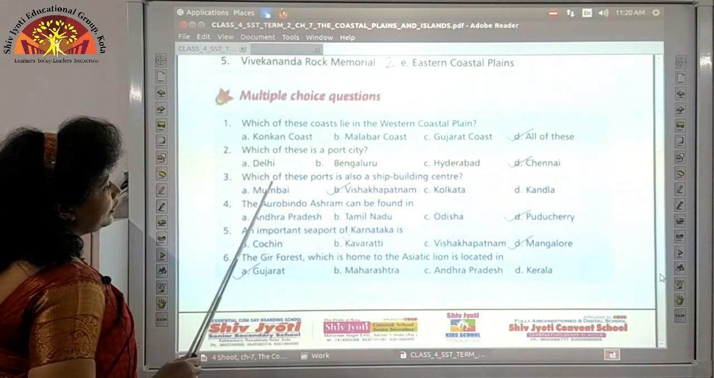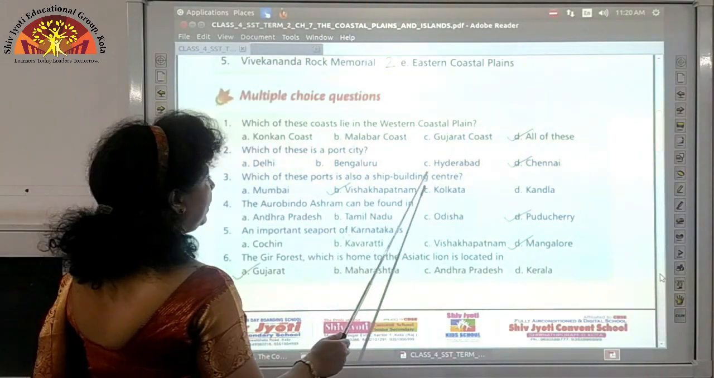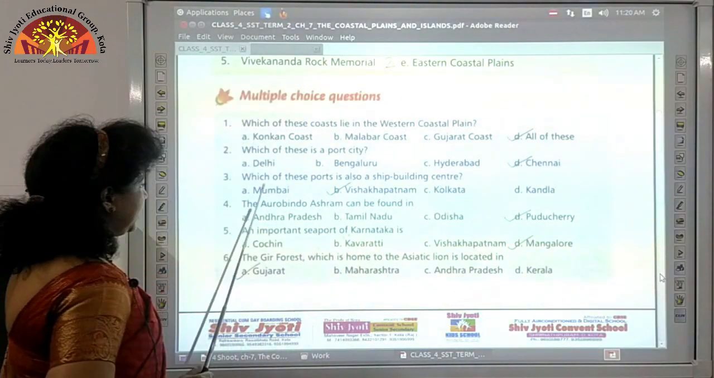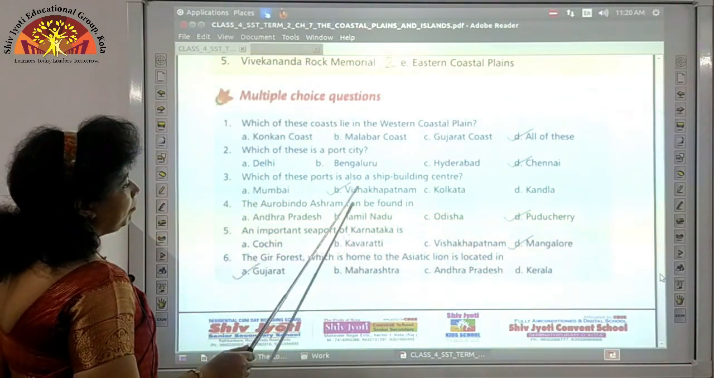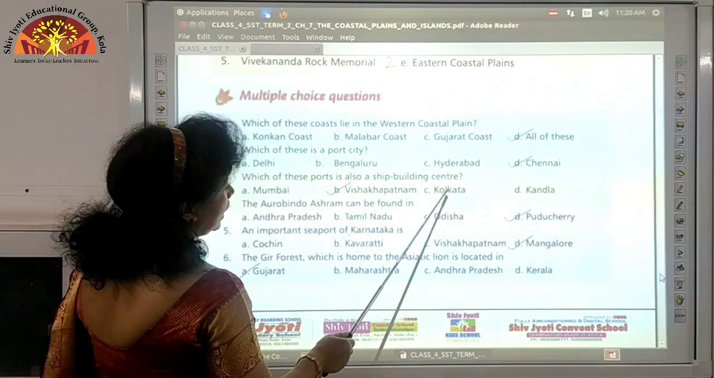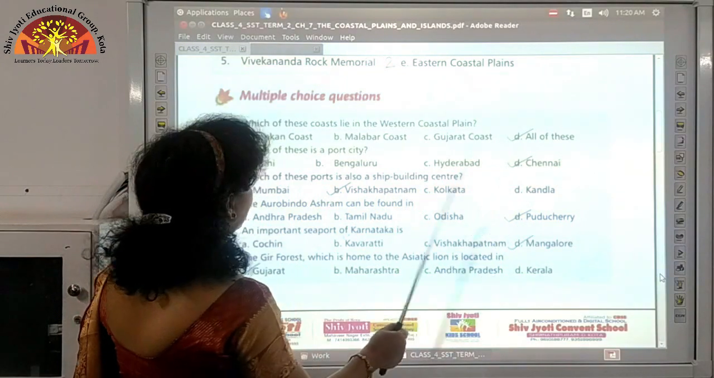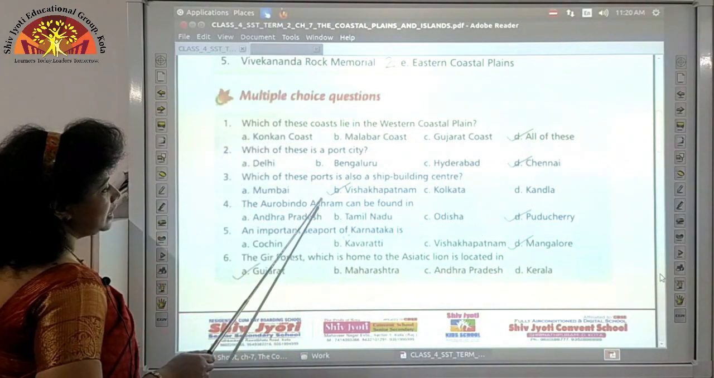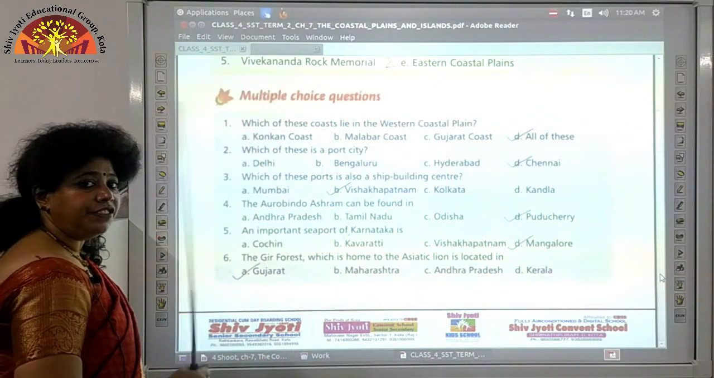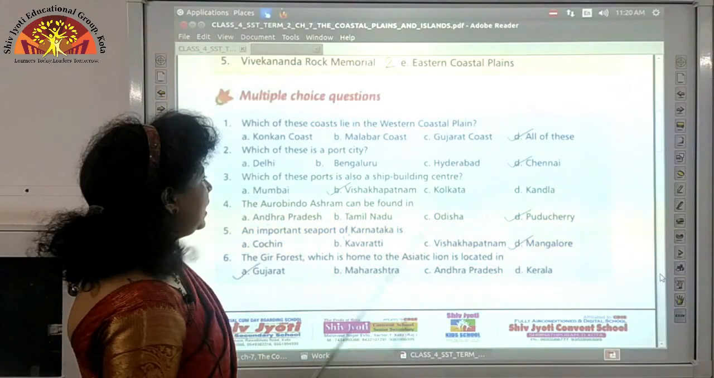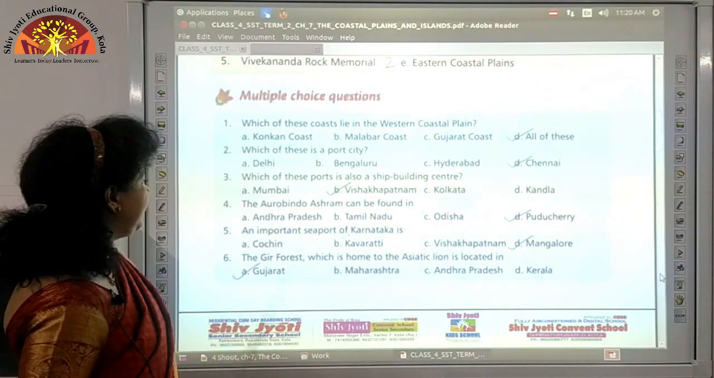Question 3, which of these ports is also a shipbuilding center? So your options are A, Mumbai, B, Visakhapatnam, C, Kolkata, and D, Kandla. So the correct option is B, Visakhapatnam. Visakhapatnam in Andhra Pradesh is a shipbuilding center.